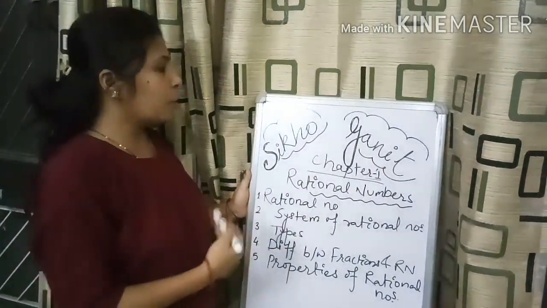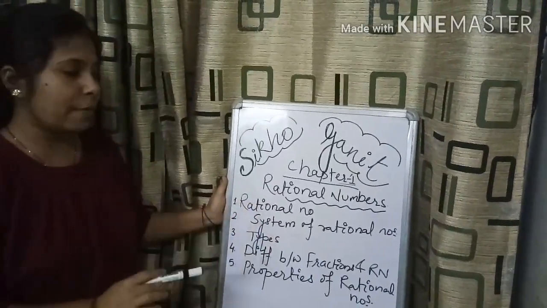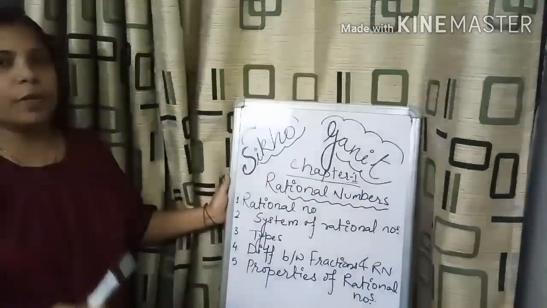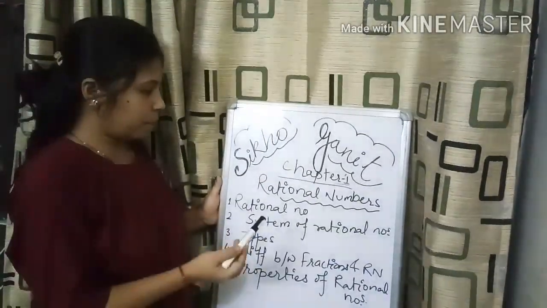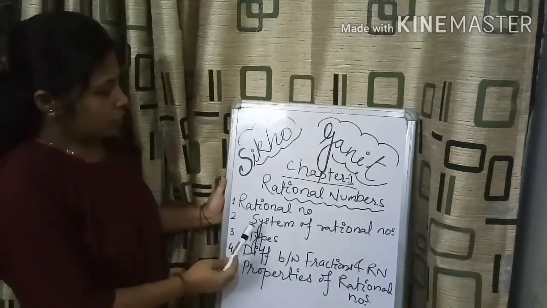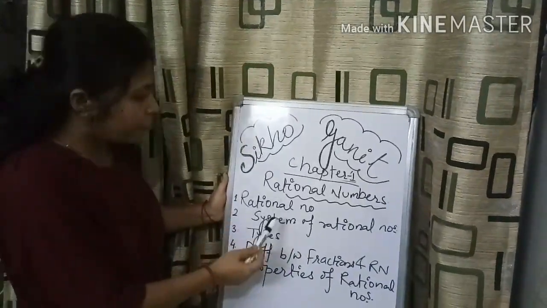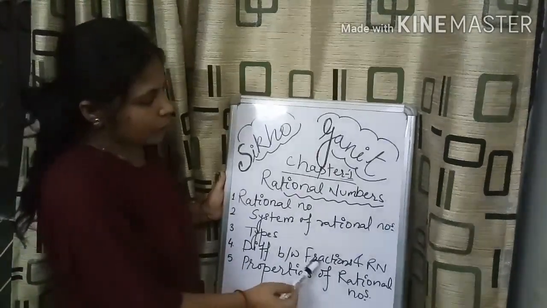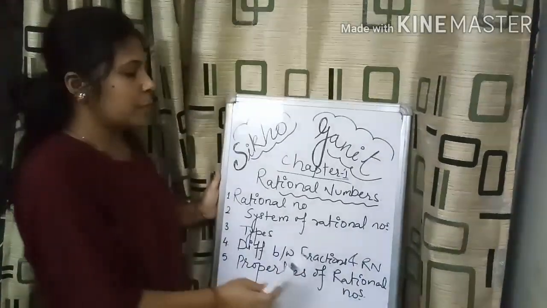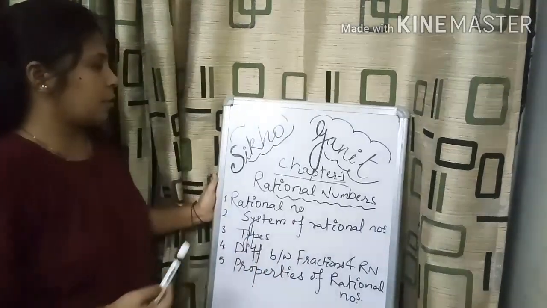So today I am going to discuss the first chapter of mathematics of class 7th. The name of this chapter is rational numbers. So what we are going to discuss in this video: the first one is what is rational number? What is system of rational numbers? What are the different types of rational numbers? Difference between fractions and rational numbers, and properties of rational numbers. So these many topics we are going to discuss in this video lecture.